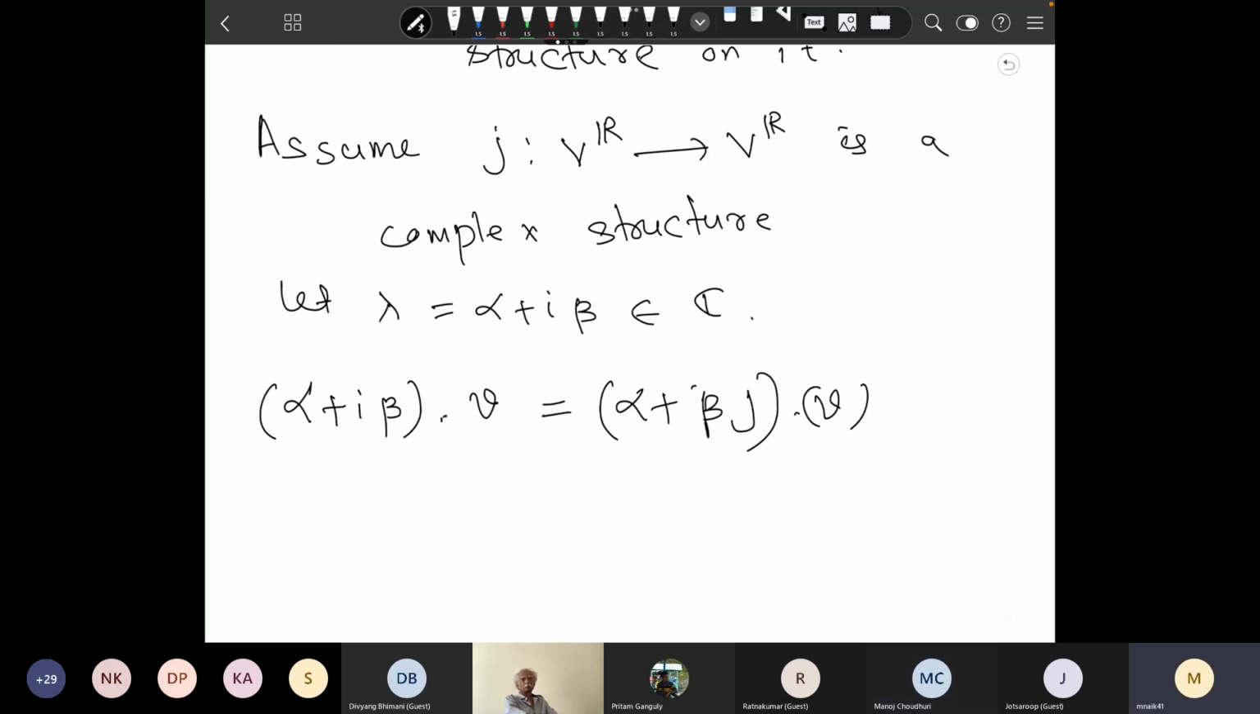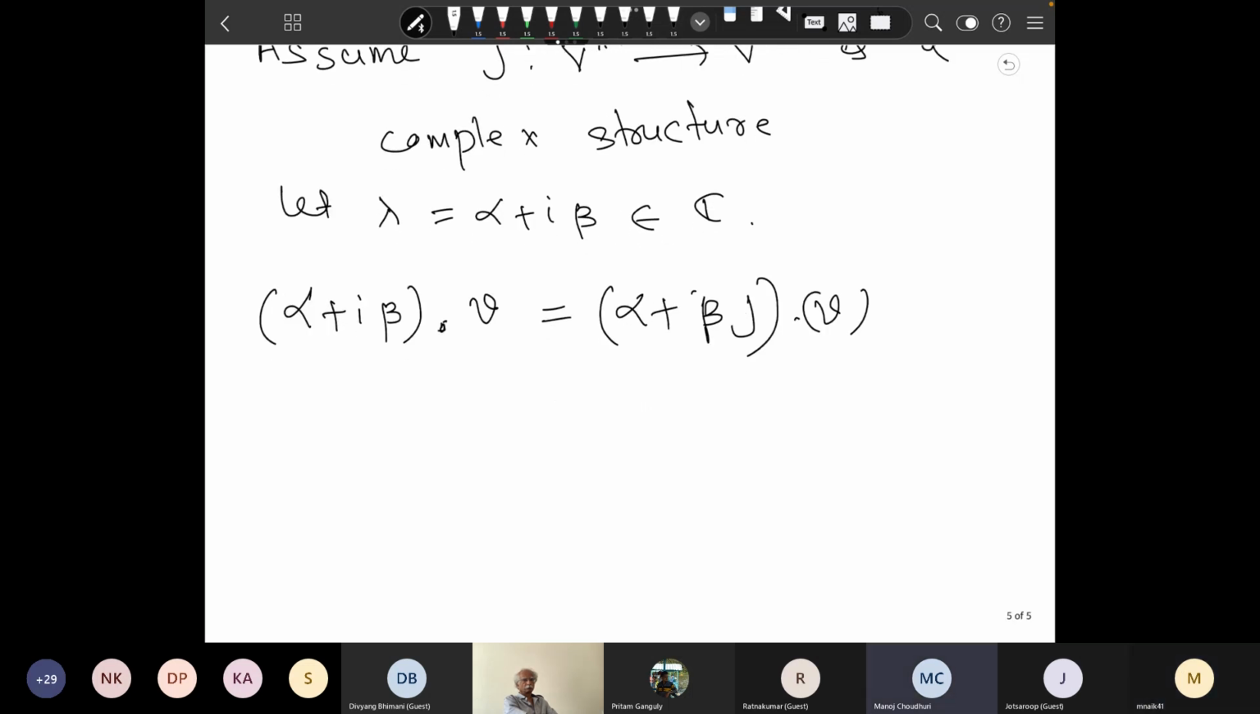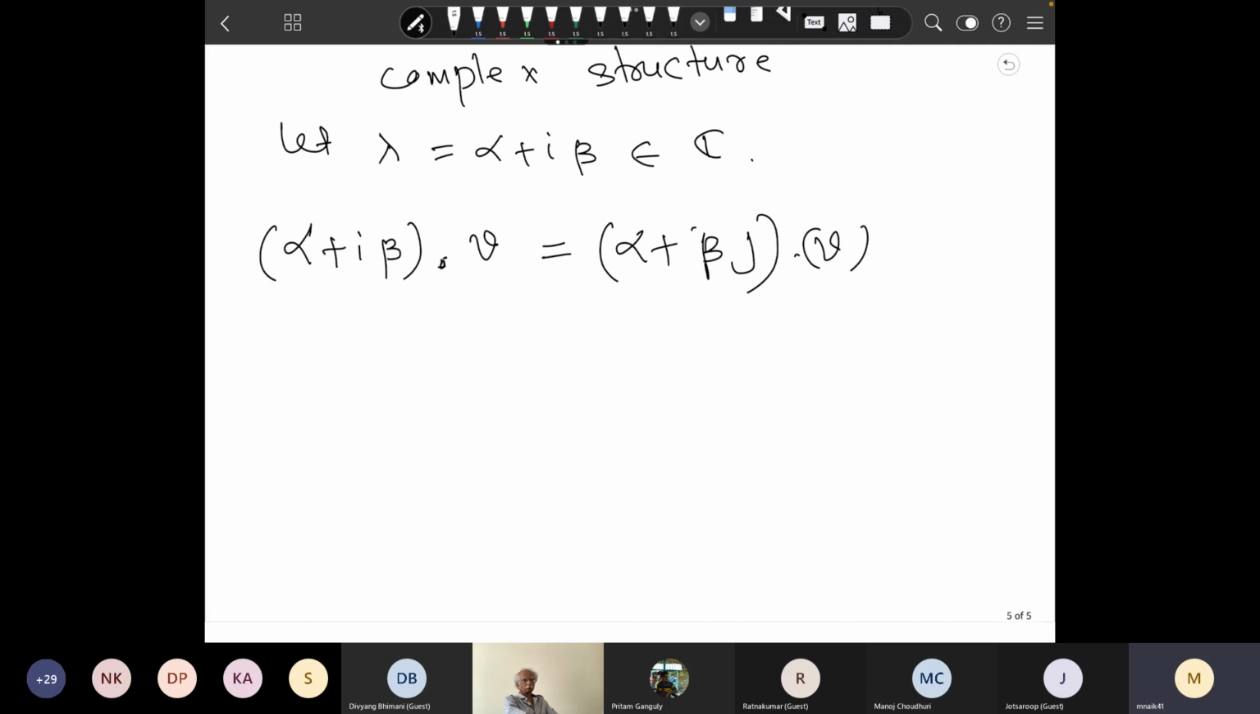Then I can define a scalar multiplication, and I am defining it as follows. Is it clear? So I am defining (alpha plus i beta) times v is equal to (alpha plus beta J) applied on v. Check that, with scalar multiplication.